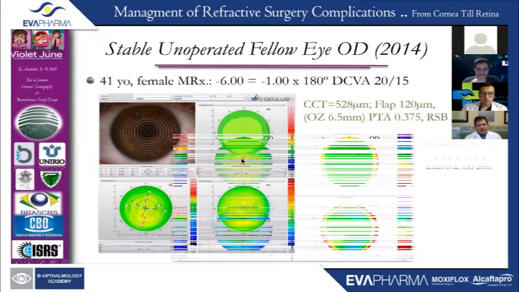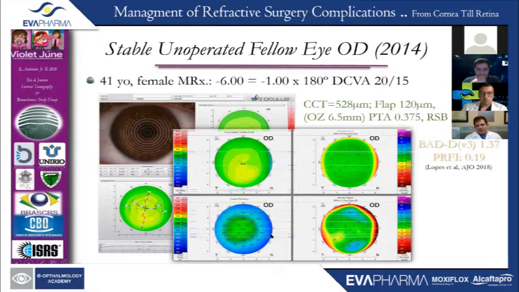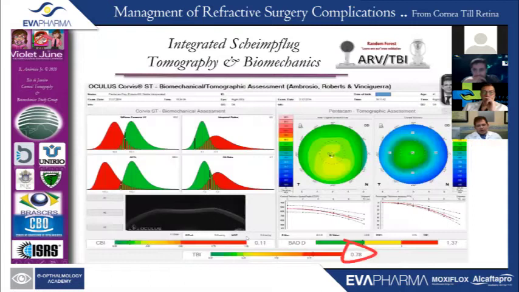On the same scale, Ambrosio 2 scale, you see very similar mapping, a little bit of irregularity on the posterior float, but the PRFI has a borderline value, and this patient gets to be very much abnormal if you combine the data from tomography and biomechanics.